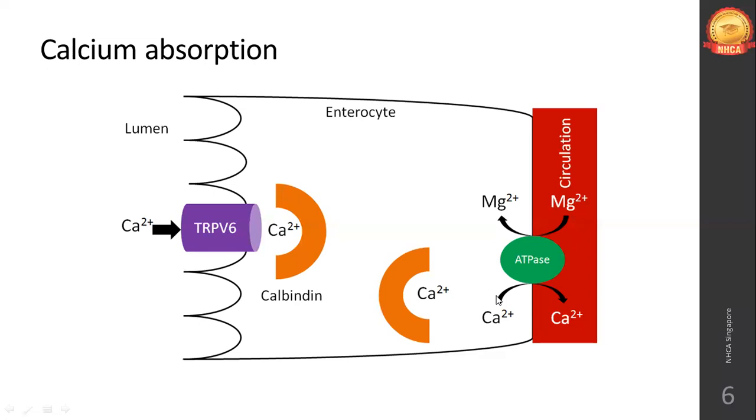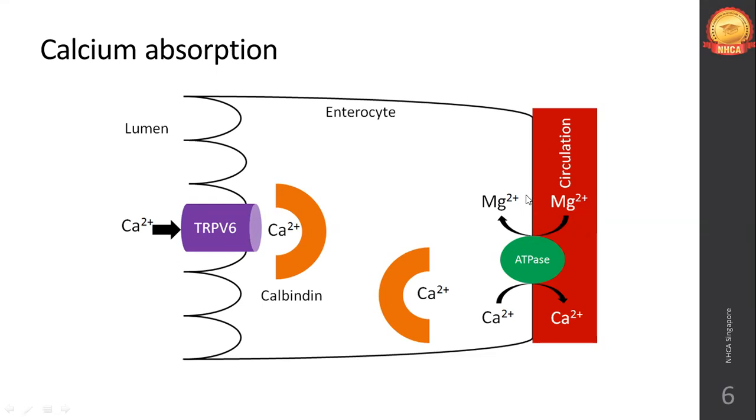The majority of the calcium absorption takes place in the ileum. Duodenum, jejunum, ileum. These are the three parts of your small intestine. In the duodenum and jejunum, it is more acidic, so calcium absorption takes place. But in the ileum, the majority of the calcium absorption takes place because the majority of the calbindin is present there.